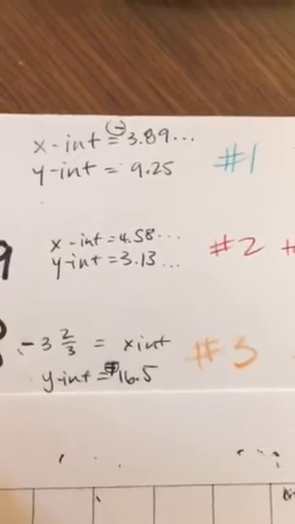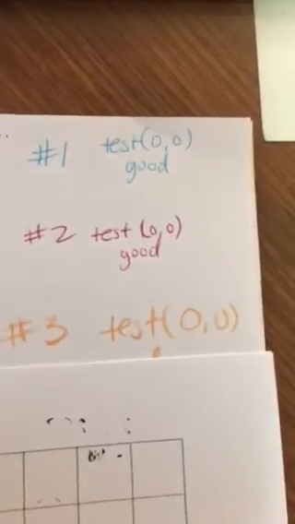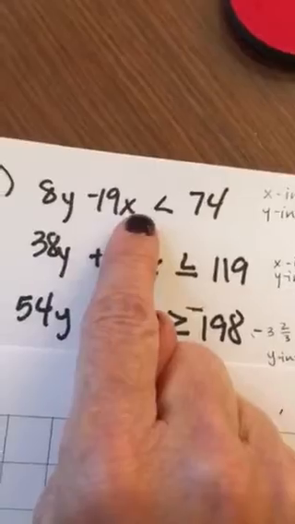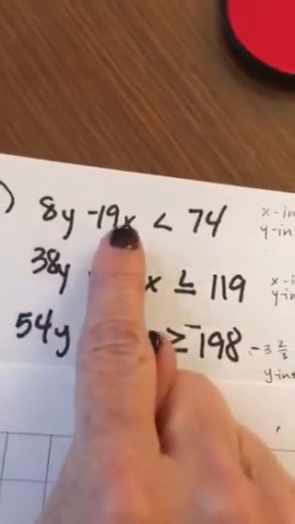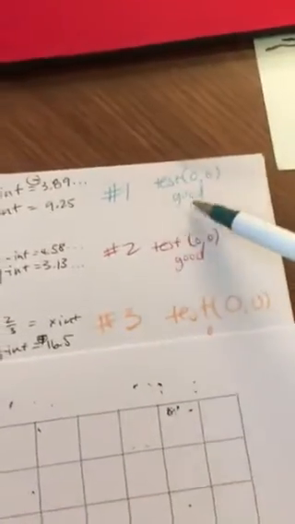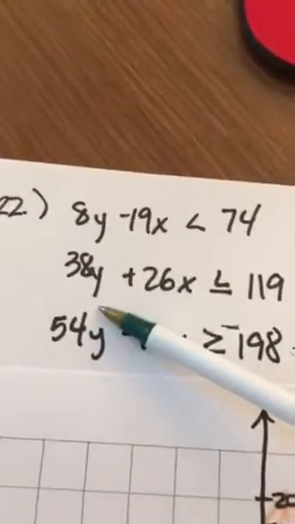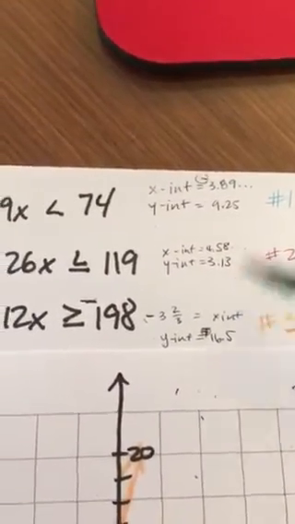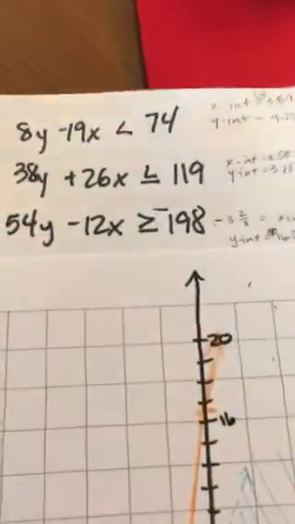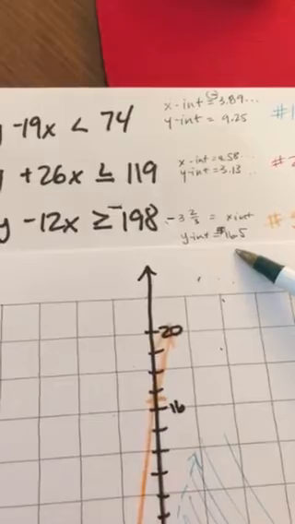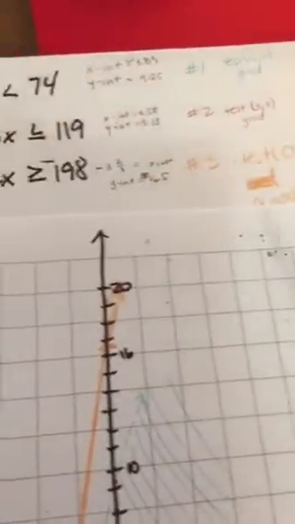To graph that, I know where it crosses through the x and y. I test 0, 0. In this inequality, if I have x and y both equal to 0, then I have 0 minus 0 is less than 74. That's a true statement, so that's good for that one. I did the same things here and found the x and y intercepts to be 4.58 and 3.13. Those are both rounded. And the last one, negative 3 2/3 and positive 16.5. For all three of these, when you plug in 0, 0, you get a good point.